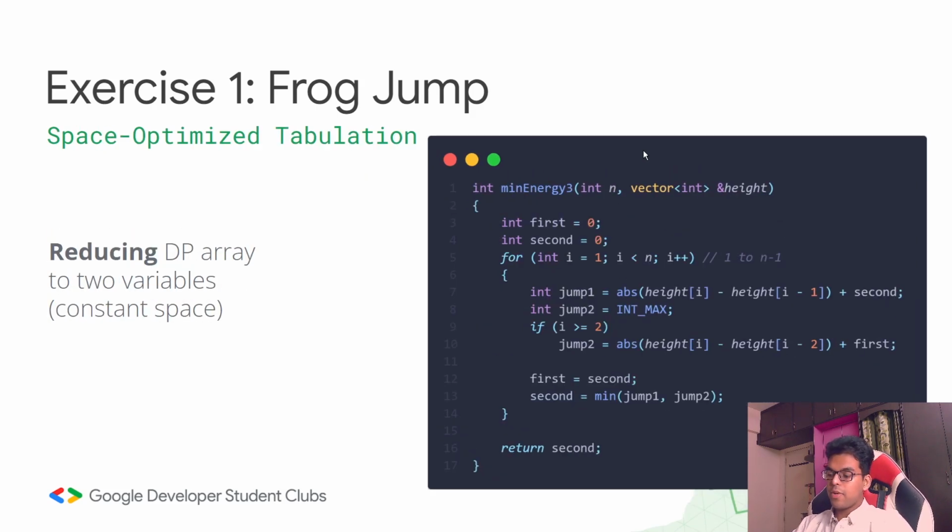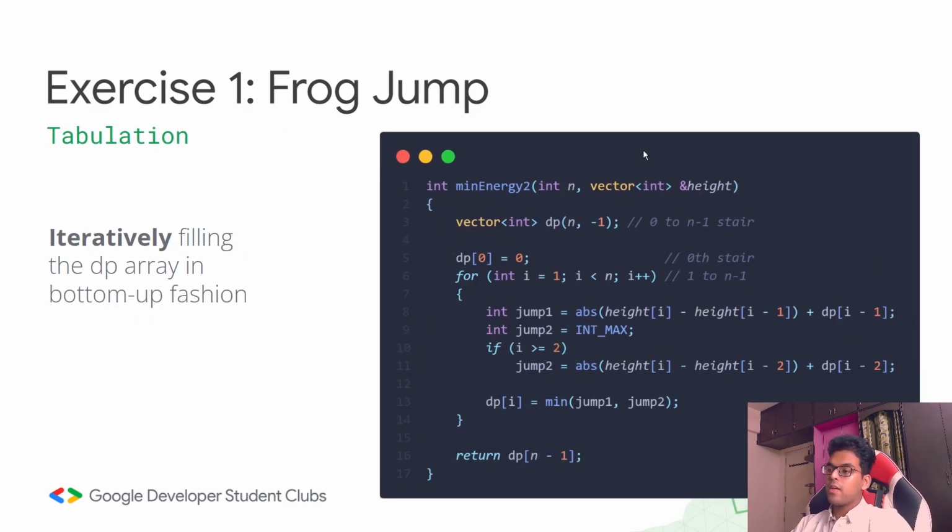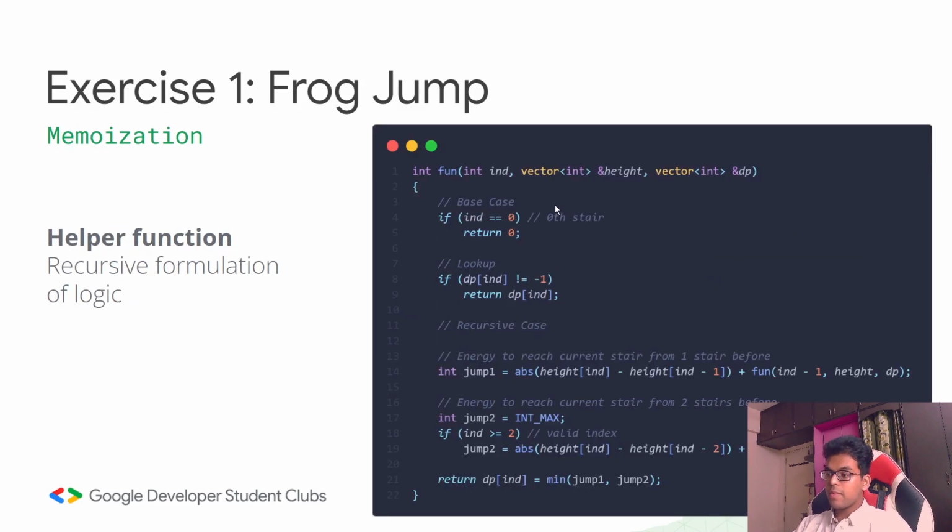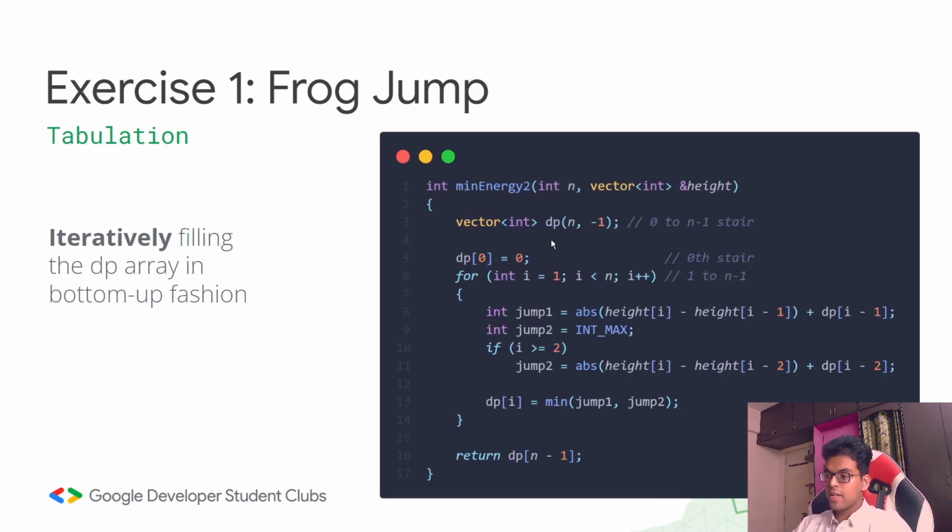Let's go to the tabulation approach for the same problem. We again initialize the same DP array having n elements, indexes 0 to n-1, initially initialized to -1. The base case is highlighted over here. In recursion, in memoization, it was over here; in tabulation, it's equivalently converted over here. DP of 0 is 0, the energy required to reach the 0th stair being 0.